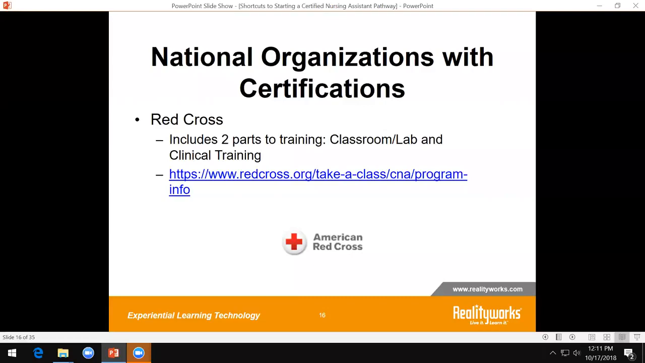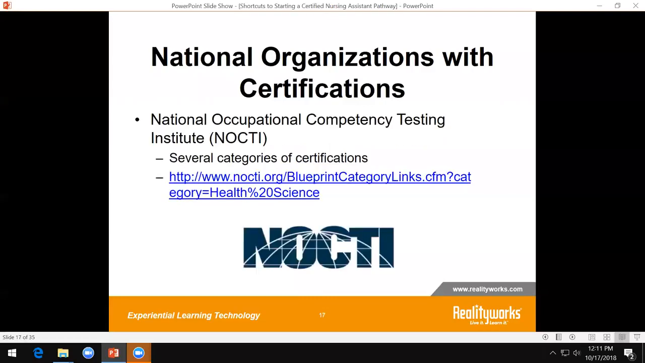The state competency exam again includes, most of the time, a written exam and a skills evaluation. The purpose of that state exam is to make sure that these people understand and can safely perform in the role of an entry-level nursing assistant. So again, that may be one organization you could consider partnering with.